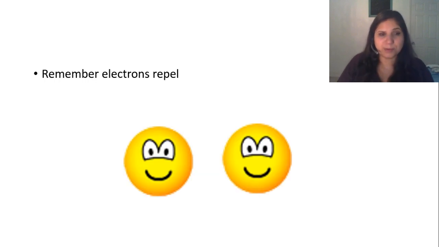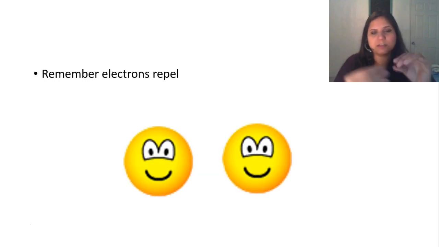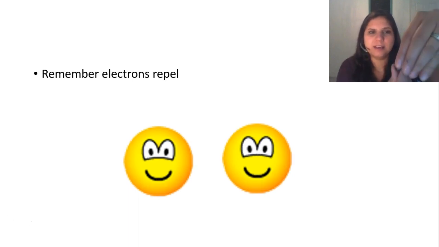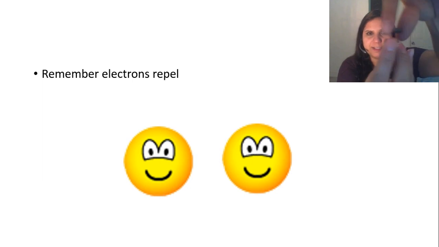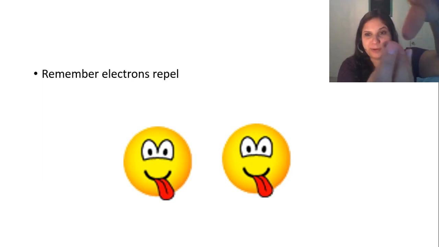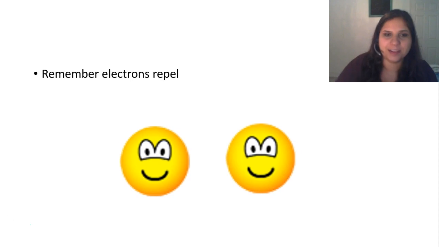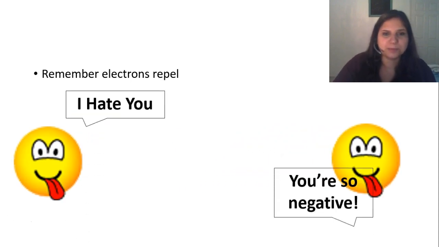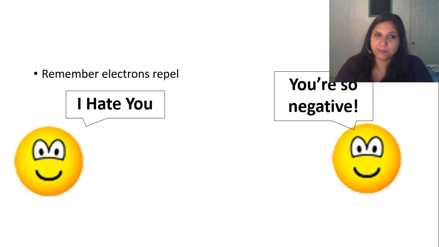So first we need to remember that electrons repel each other. So just like magnets, when you put them on the same end, negative to negative, here's my magnets, if you can see them, they push each other away. They repel. So just like that, here are two electrons pushing each other away because they're both negative.